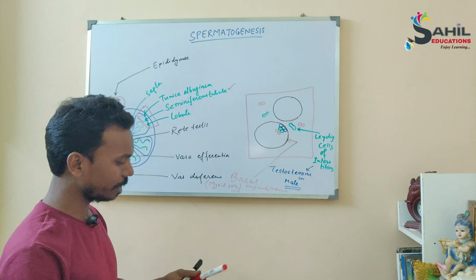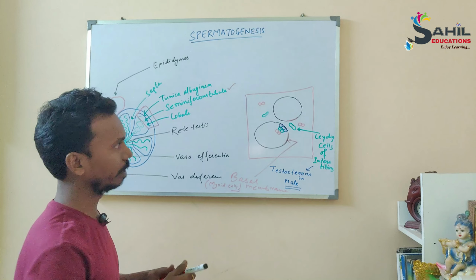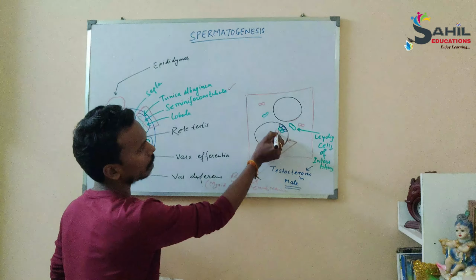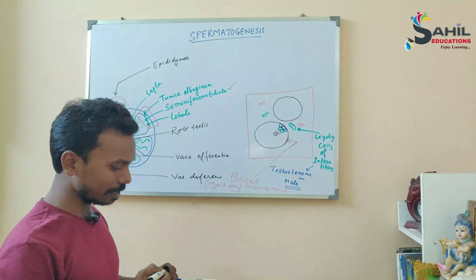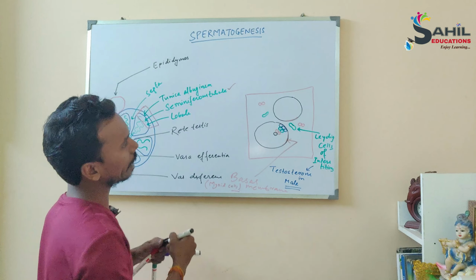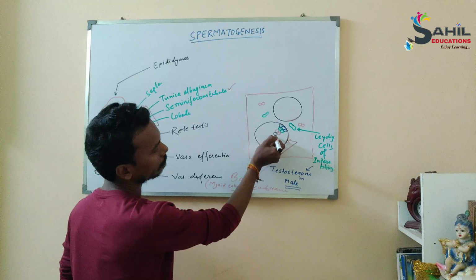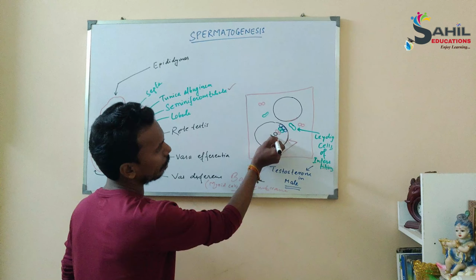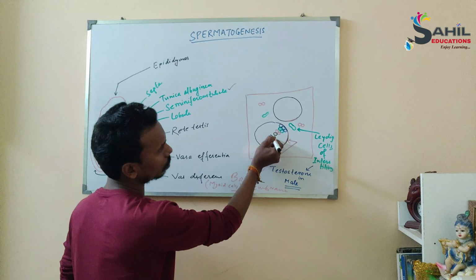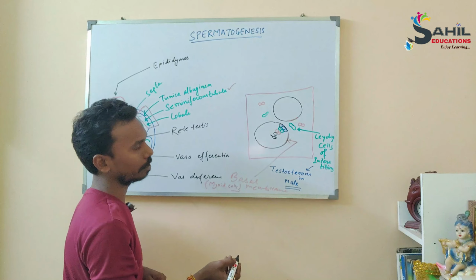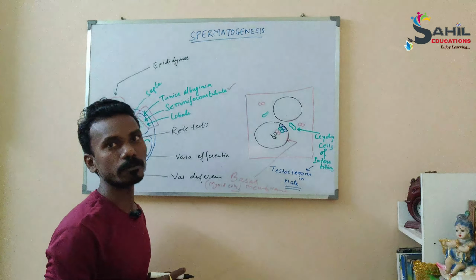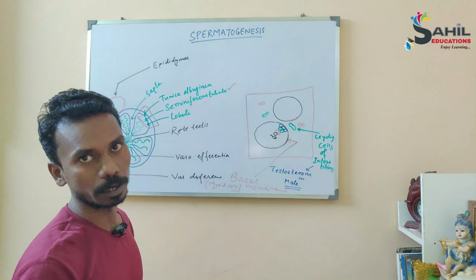After this secondary spermatocyte you will find round spermatid, and these round spermatids will get matured, having a tail-like structure and an acrosome at the head part. This is known as spermatozoa or sperm.